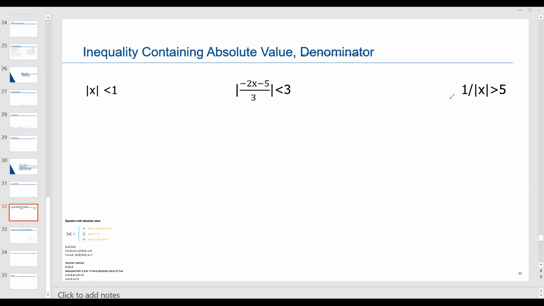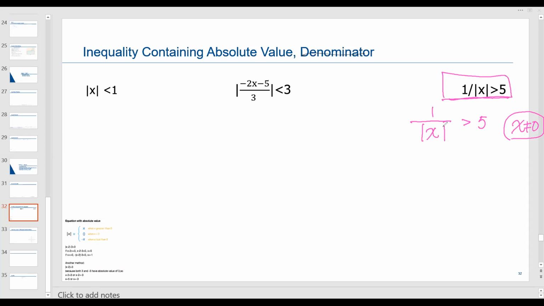Let's see the example of this one. This one is a little bit different from what we saw, right? This absolute x is in the denominator part, and definitely x cannot equal 0, right? Because of the denominator. If x equals 0, the denominator would become 0, and it would be meaningless. So at least x cannot equal 0. Keep this in mind.